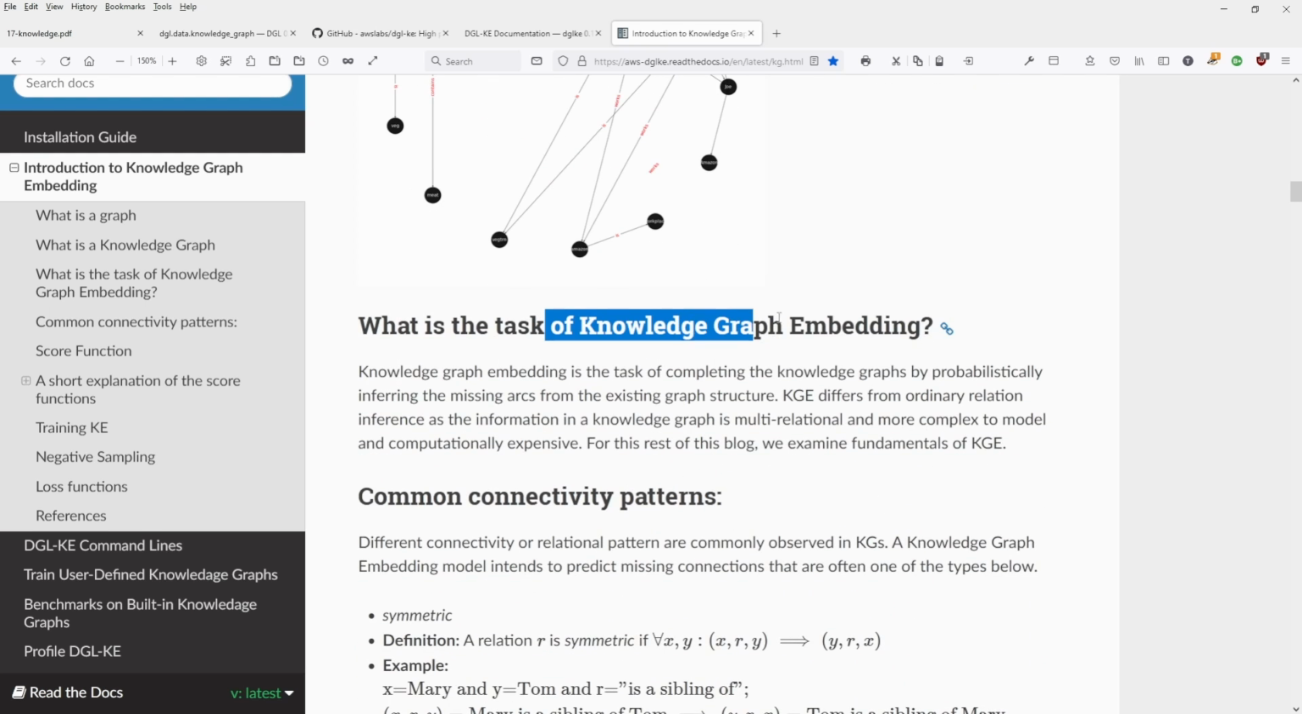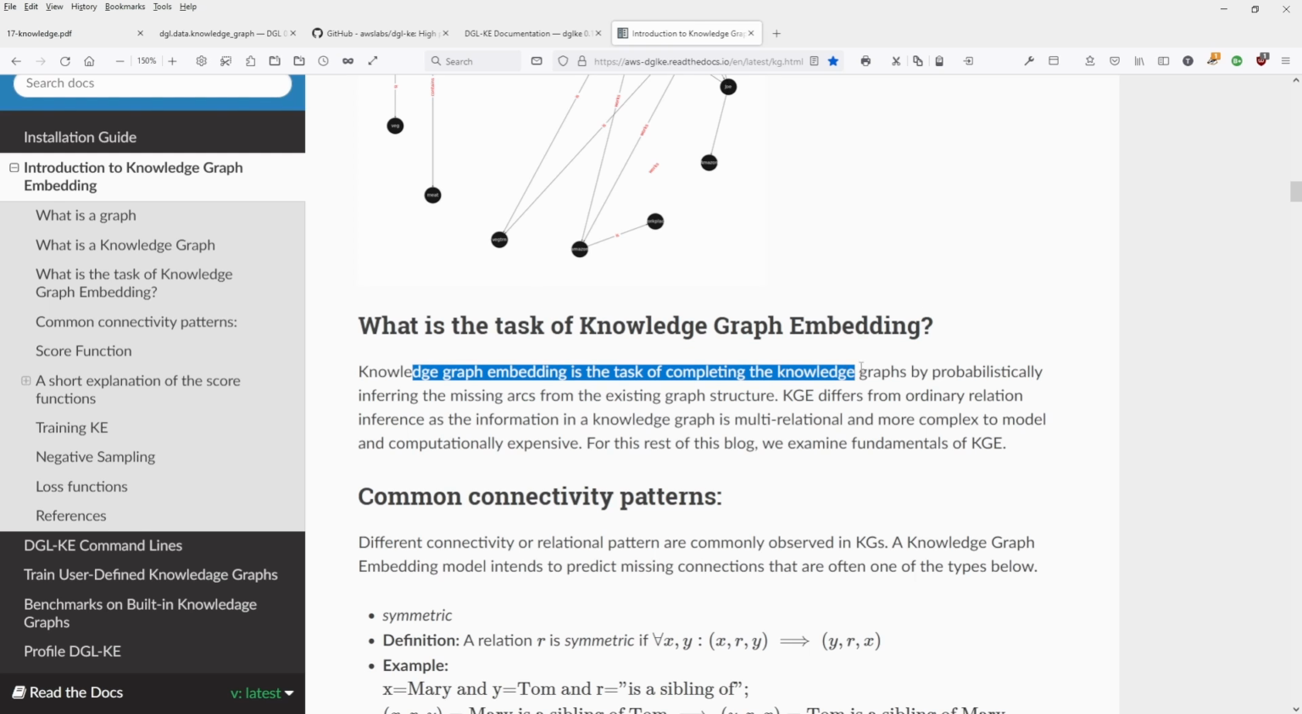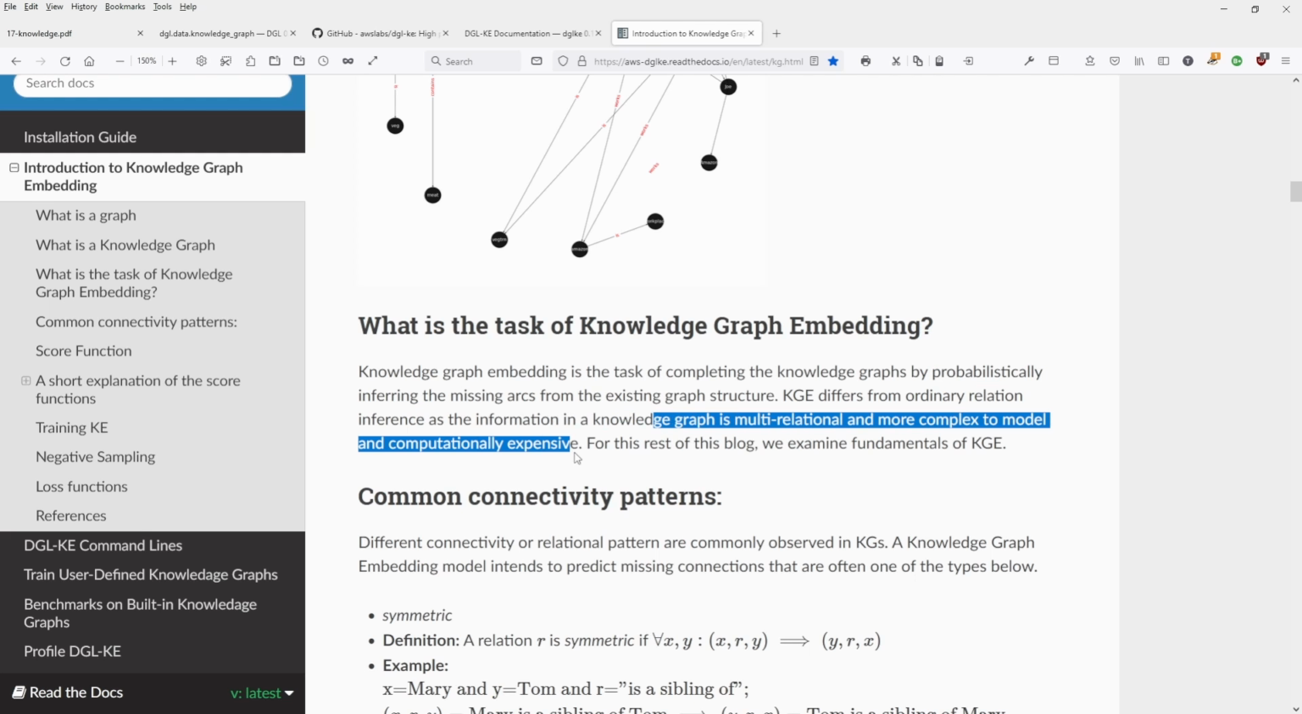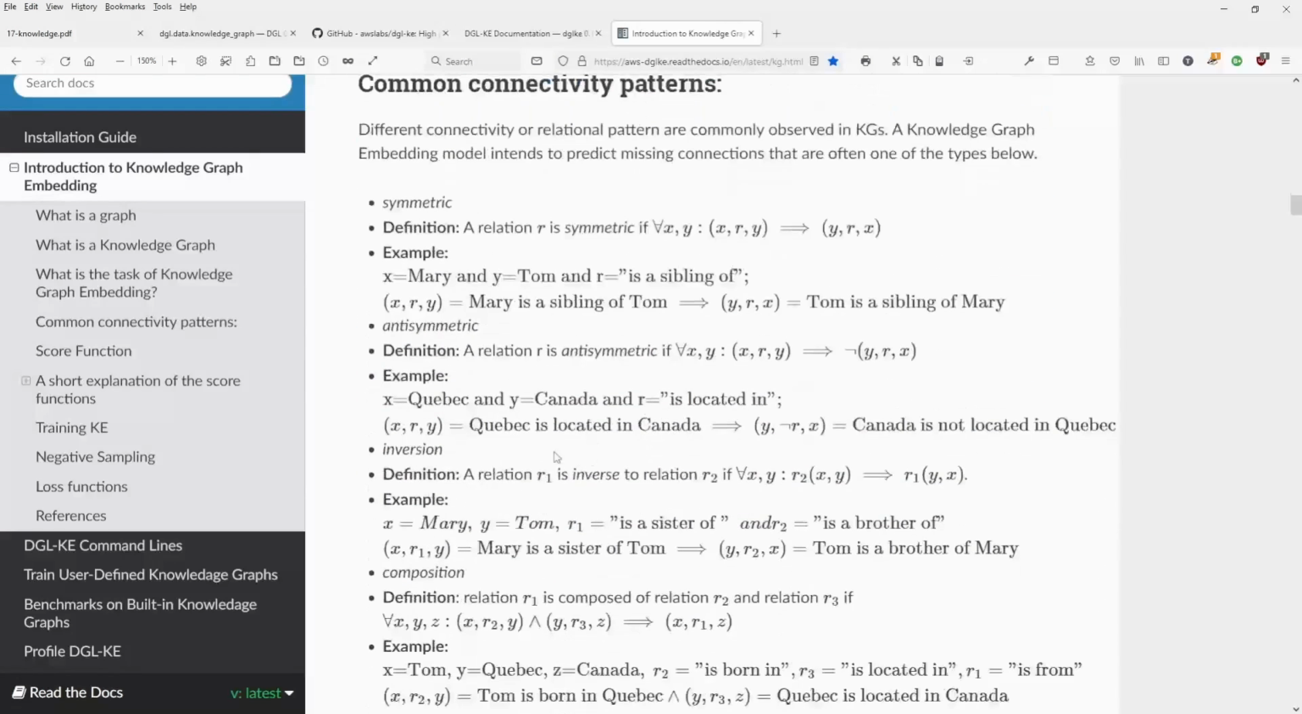And what is the task of knowledge graph embedding? Let's repeat. Embedding is the task of completing the knowledge graph by probabilistically inferring the missing arcs from the existing graph structure. Probabilistic, so you know, probability, yippee, you will say. Statistics is finally back in full swing. So we have a multi-relational and more complex model and expensive definition.